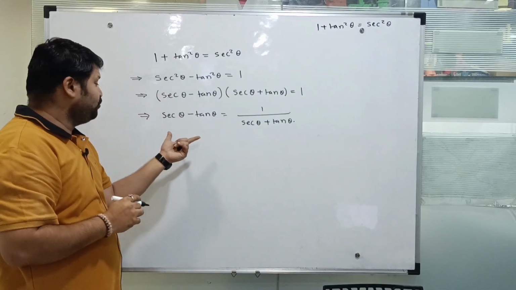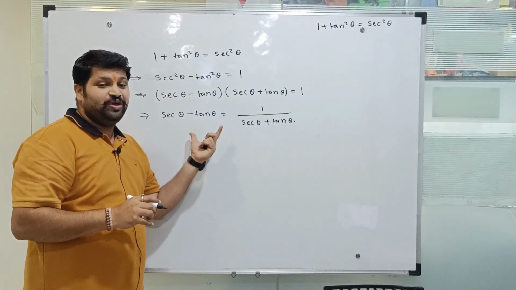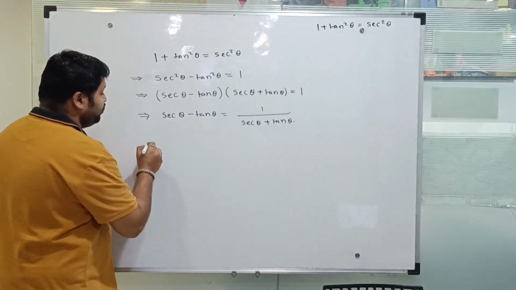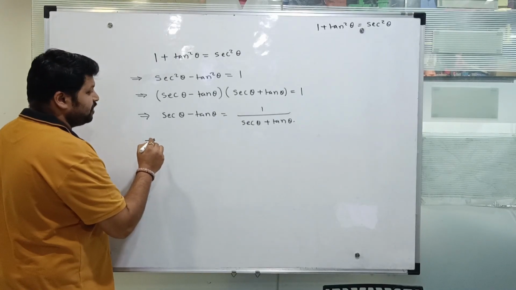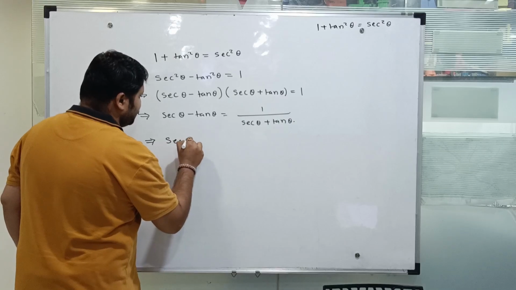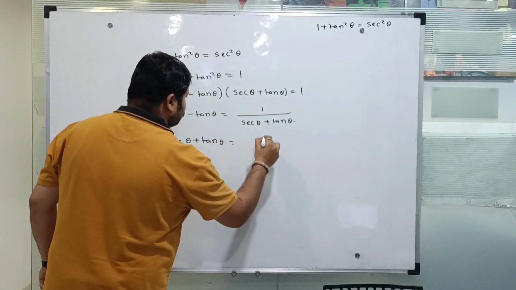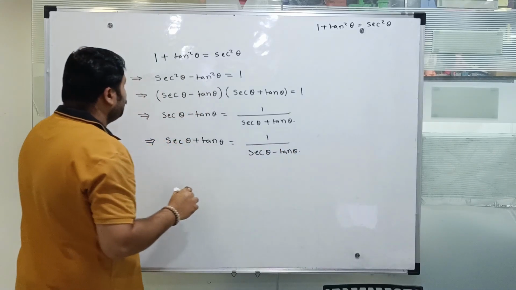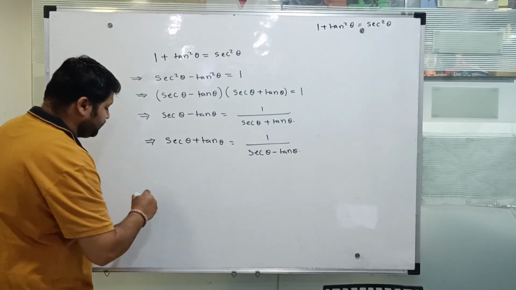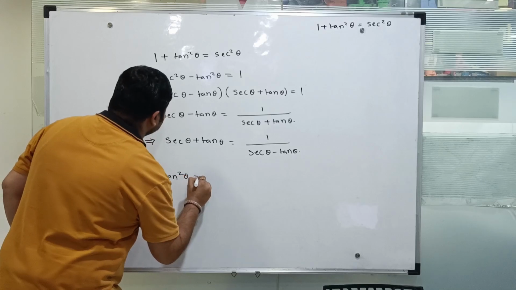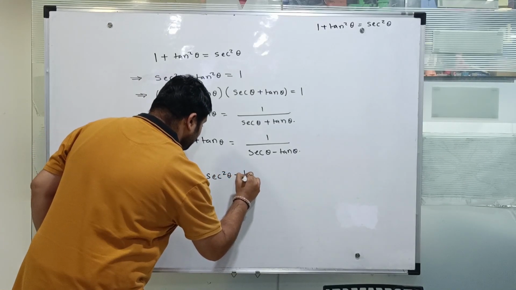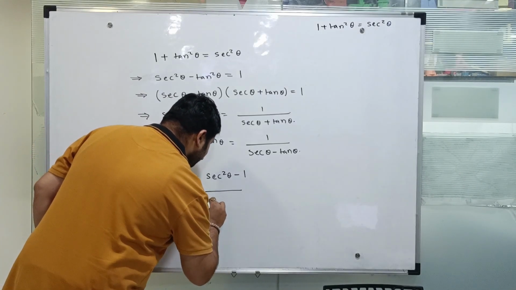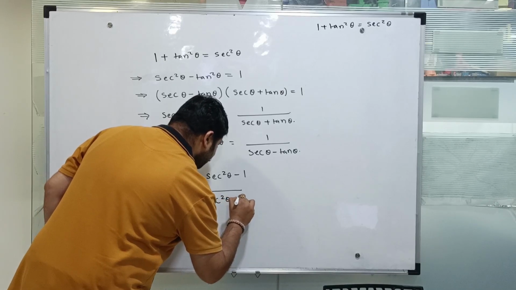This is one of the most useful identities because we have some questions which use this identity directly. We can also write sec theta plus tan theta is equal to 1 upon sec theta minus tan theta. Also further we can write tan square theta is equal to sec square theta minus 1, or tan theta is equal to root of sec square theta minus 1.